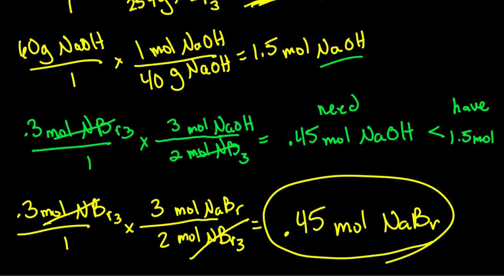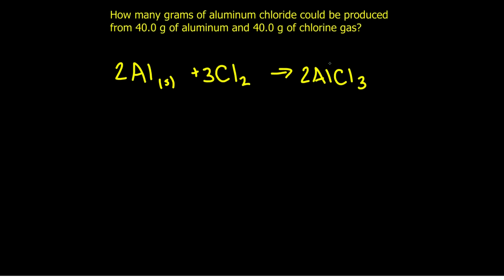Hopefully that wasn't too bad. Alright, let's do another one. So it says, how many grams of aluminum chloride? So once again, we're going to be looking for a mass, and it's going to be of aluminum chloride. Could be produced from 40 grams of aluminum. So I got 40 grams of this guy, and 40 grams of chlorine gas. So there's 40 grams of this one too.